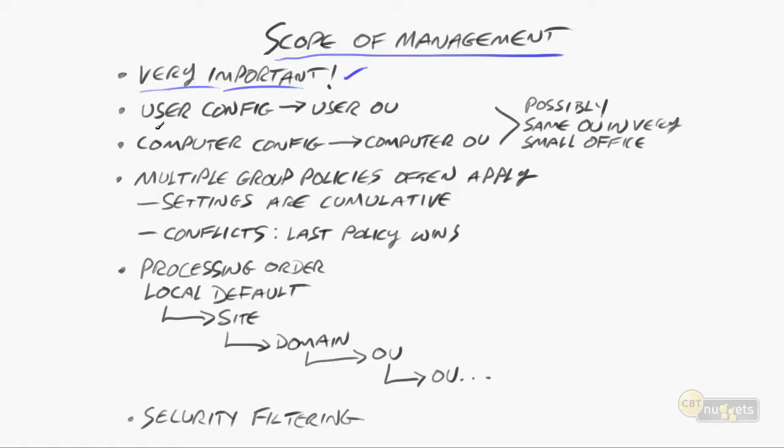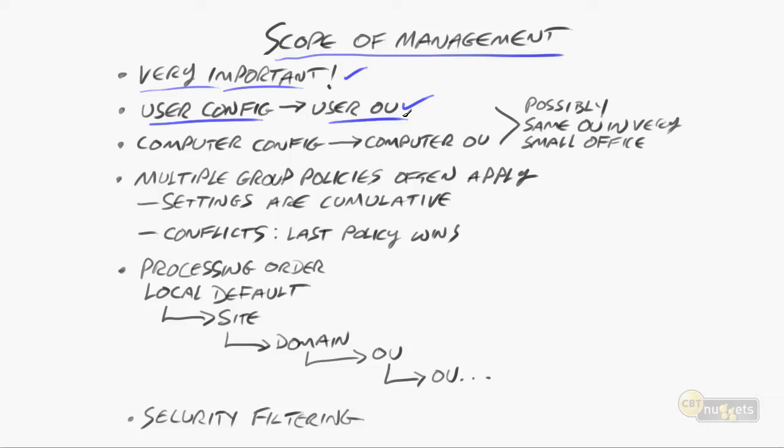Now, generally speaking, for any user configuration settings that we configure, we will usually link those policies to a user's organizational unit. Of course, you can link a group policy to a site, domain, or organizational unit. Most of the time, though, it goes to an OU, so that's why I put that up there.